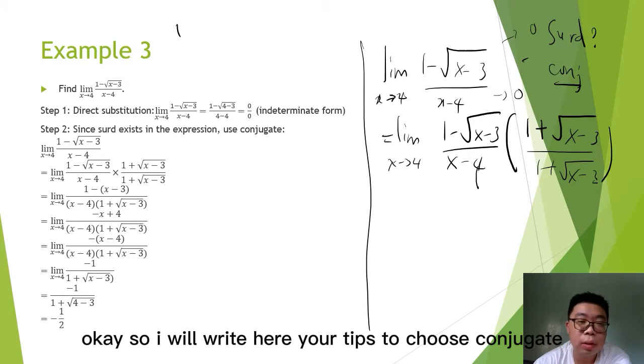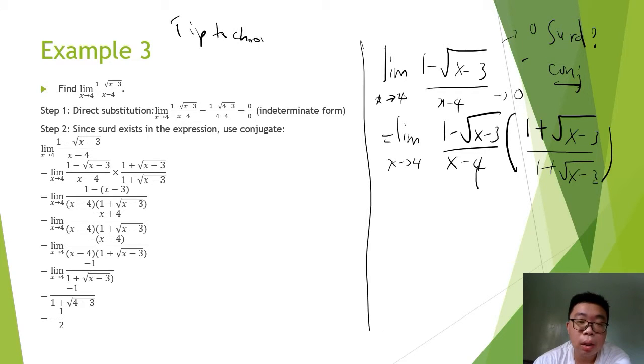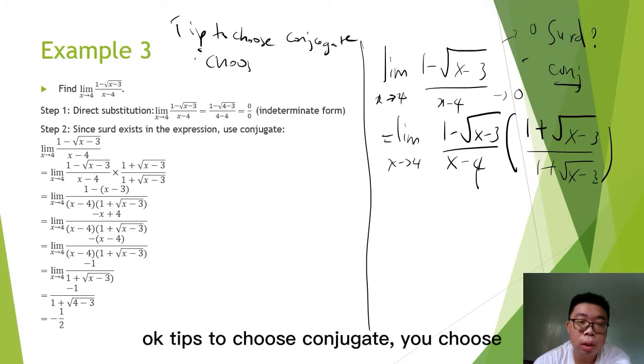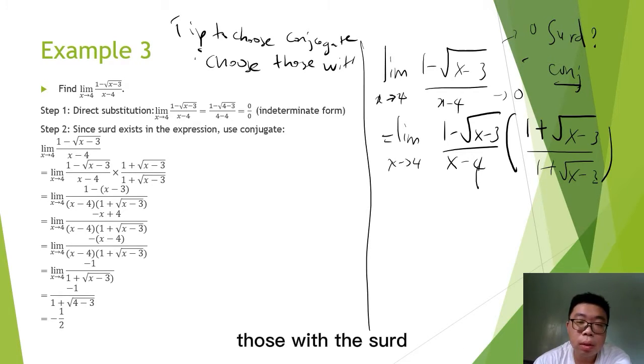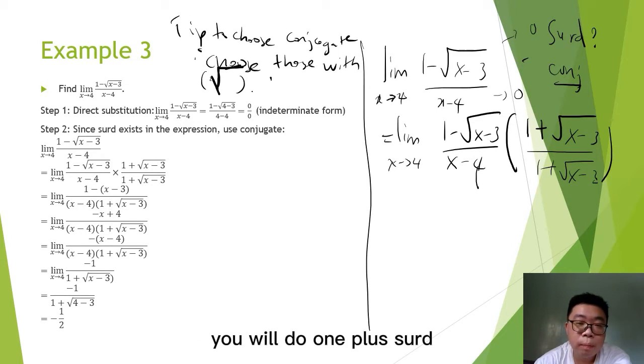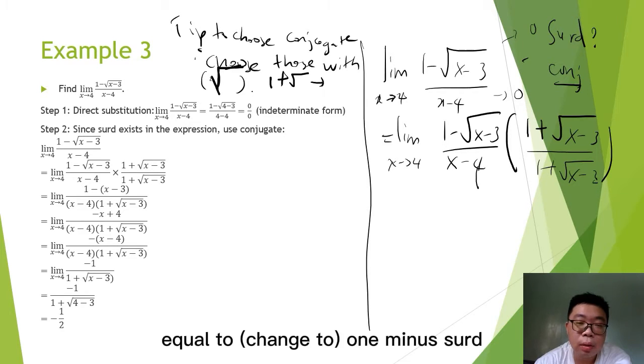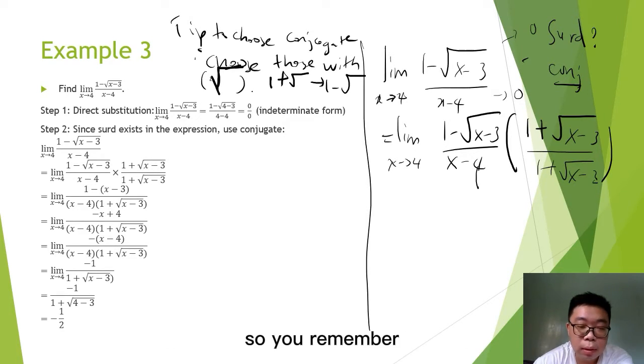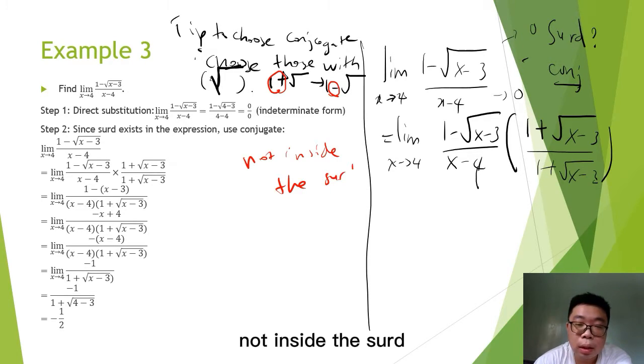Okay, so I will write here your tips to choose conjugate. Tips to do conjugate: you choose those with a surd. And then those with a surd, you will do 1 plus surd equal to 1 minus surd. So you remember the conjugate is here, not inside the surd.